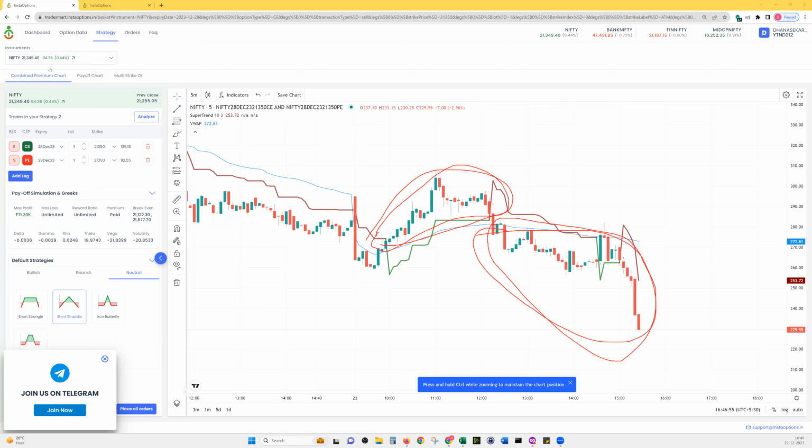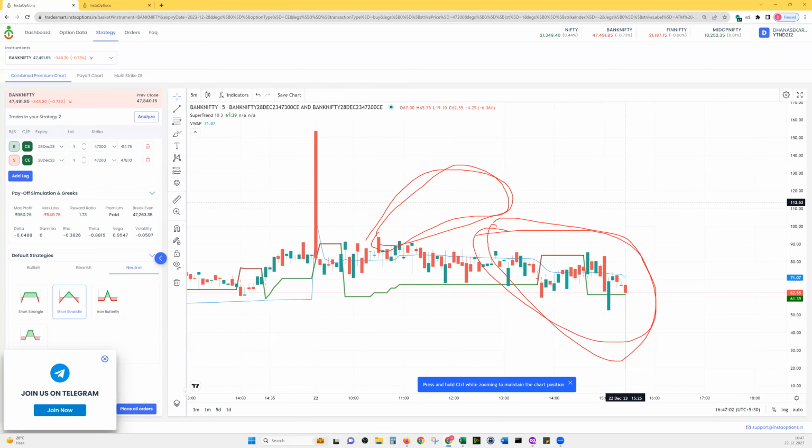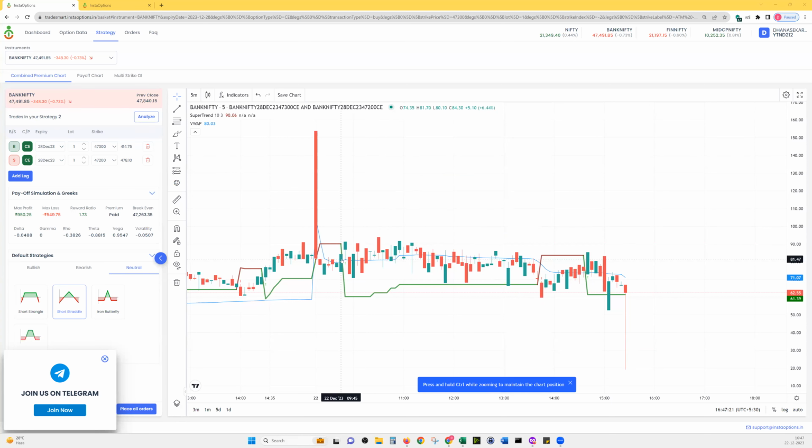Okay, so let's just do this on Bank Nifty. Just do the same straddle on Bank Nifty. So now Bank Nifty short straddle, 47,200 or 47,300, call and put, 400 premium. Did anyone make money in this case? It made such a cruel move today.